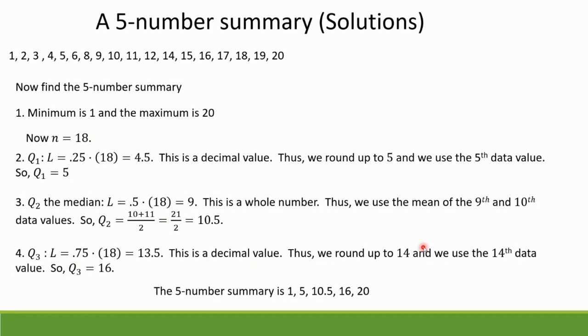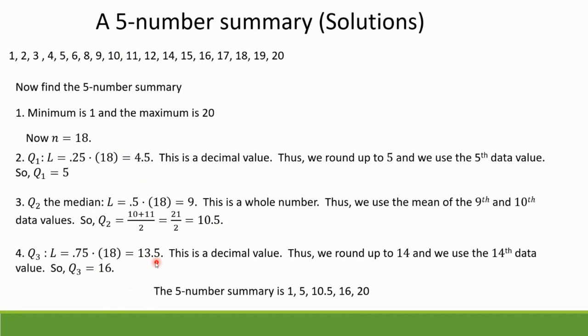Then, what do we do next? Well, we round up to 14, and we use the data value in the 14th position. So 1, 2, 3, 4, 5, 6, 7, 8, 9, 10, 11, 12, 13. We're going to use 16, as you can see. That's in the 14th position. That's our Q3. This is a decimal, so just like up here, we round up to the next whole number, 14. We're using the data value in the 14th position, which is 16, counted from the bottom.